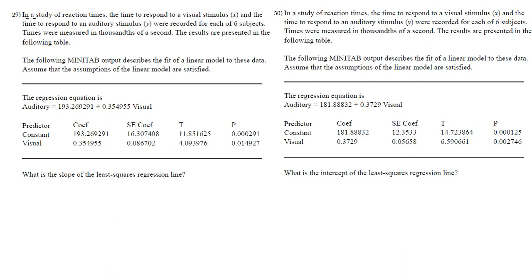In the study of reaction times, the time to respond to a visual stimulus S and the time to respond to an auditory stimulus Y were recorded for each of 6 subjects. Times were measured in thousandths of a second. The results are presented in the following table. The following Minitab output describes the fit of a linear model to these data.